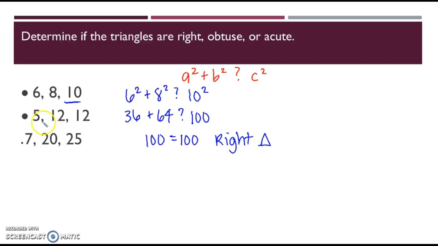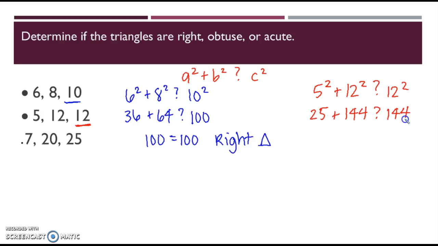For the second one, 5, 12, and 12, if I plug that in, I've got 5 squared, and now 12 and 12 are both the biggest sides, so that just means one of them's got to be my c. So 5 squared plus 12 squared, I want to see how that relates to 12 squared. 5 squared is 25, 12 squared is 144, and then 12 squared again is 144, and then 25 and 144 is going to give me 169.